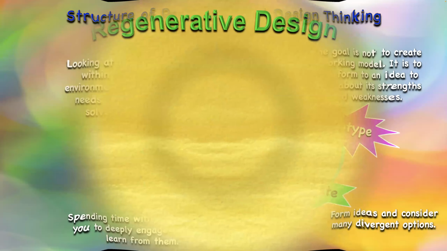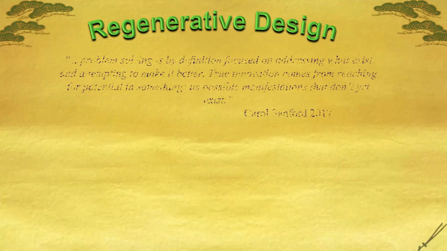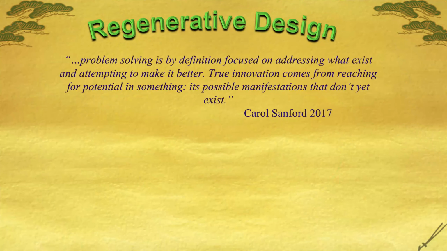Now, what regenerative design is, and this is why I want you to make sure you listen to Bill Reed's presentation that I had in the course information. But again, what Carol talks about is that problem solving is by definition focused on addressing what exists. But innovation comes from potential. And so if you think about the U, at the bottom of the U, why you were learning to let go, to let come, is that letting come is potentiality.